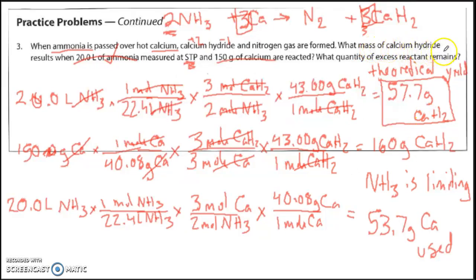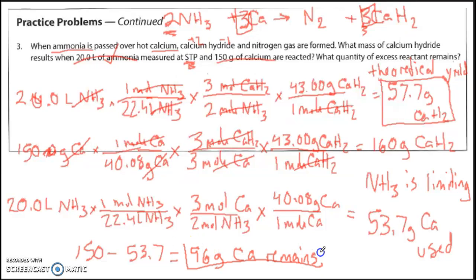So how much remains? Well, I started with 150. I subtracted off 53.7, and what remains is going to be 96 grams of calcium remains. Okay, so that's how you do that problem.